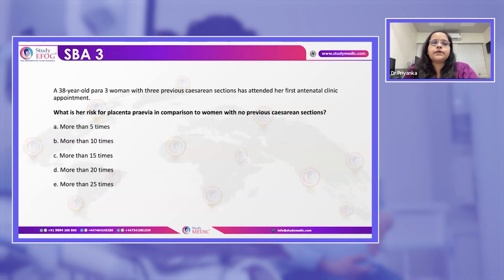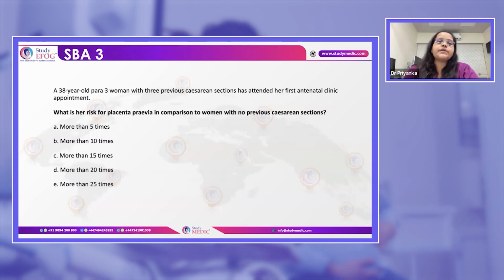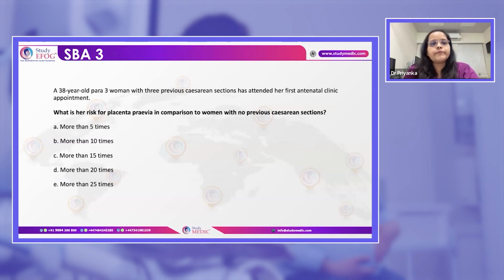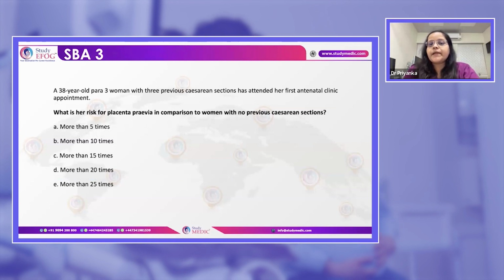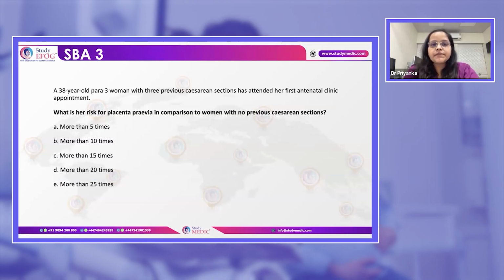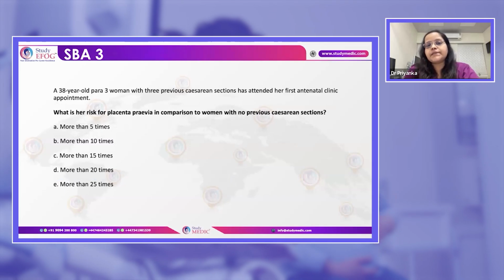So here the patient is a 38-year-old para 3, with previous 3 cesarean sections. She is in her fourth pregnancy, and she has come for the first antenatal appointment. She wants to know her increased risk of developing placenta previa in comparison to women who didn't have any cesarean section.